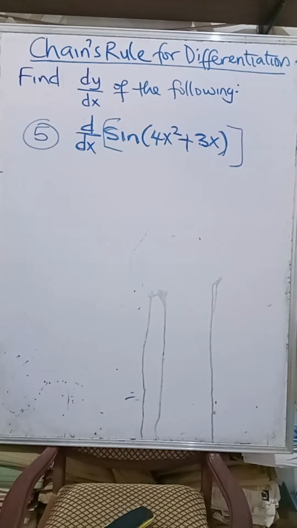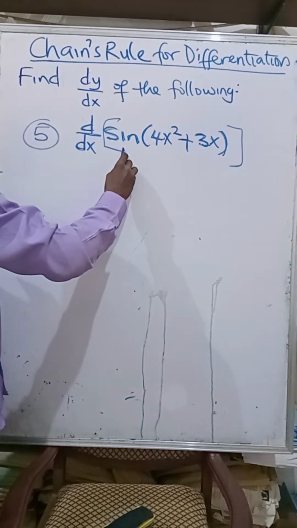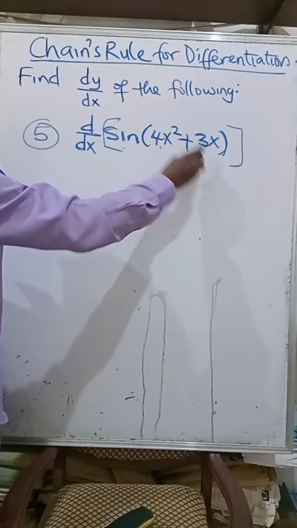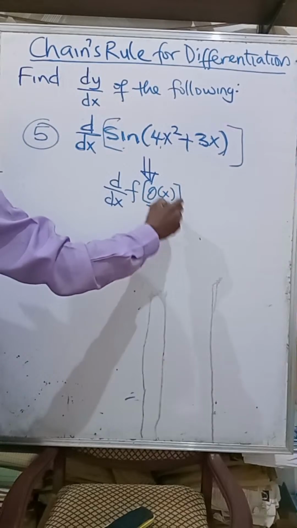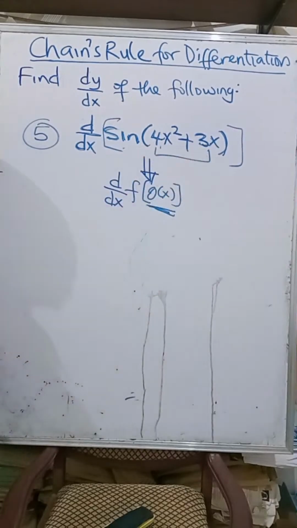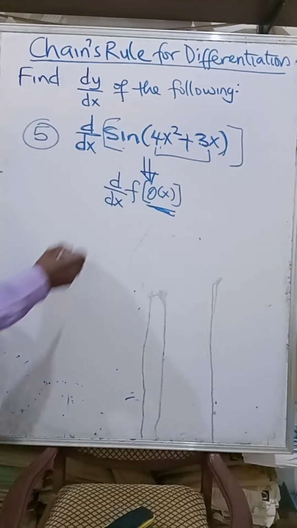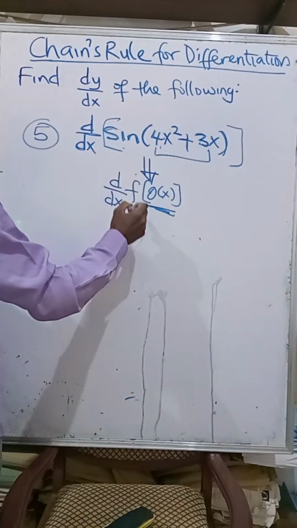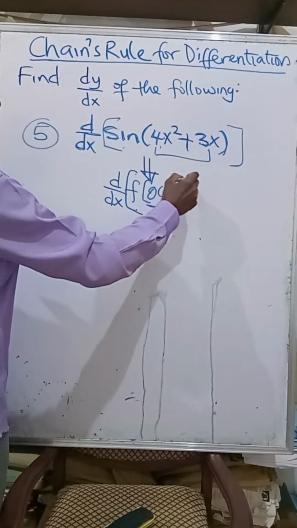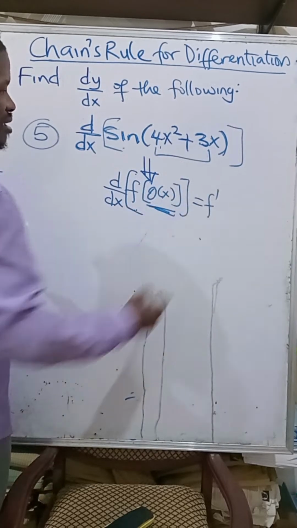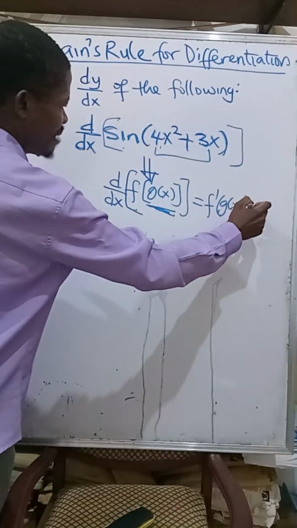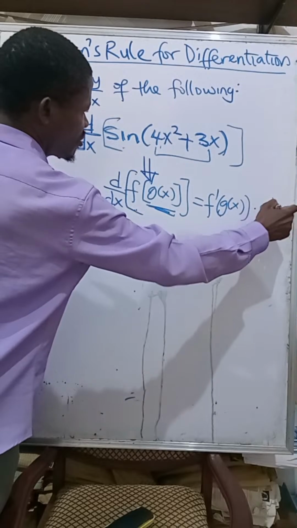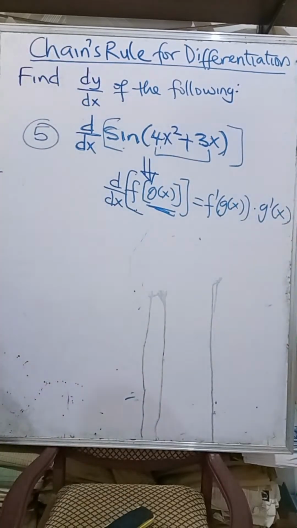For the one we have on the screen, we have d/dx of sine of 4x squared plus 3x. The g of x is 4x squared plus 3x. And don't forget the derivative of this one. It will equal the derivative of the external function times the derivative of the composite function.